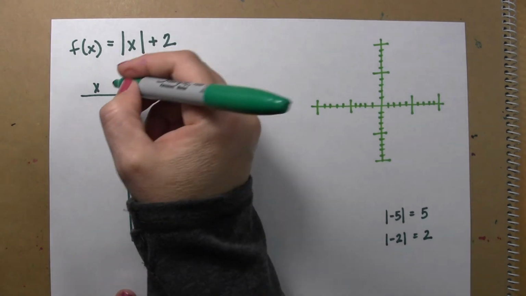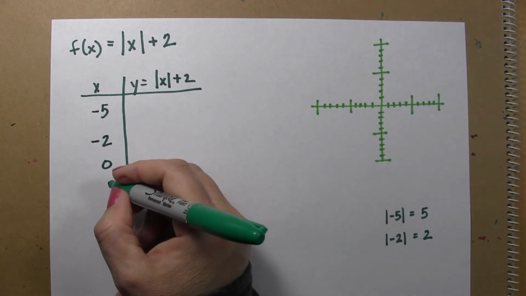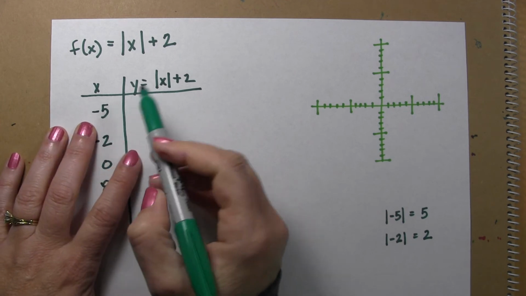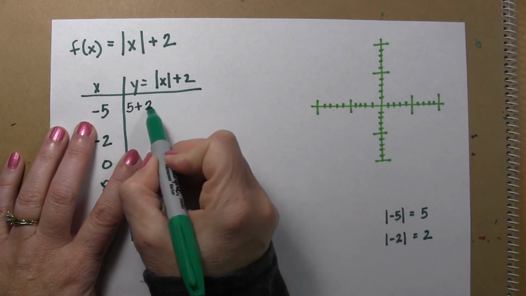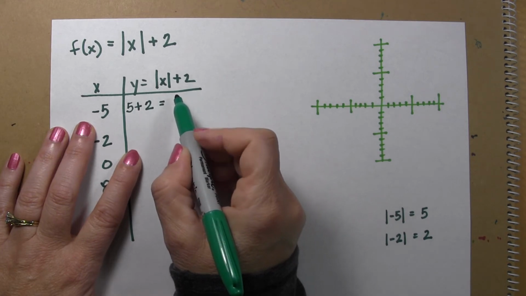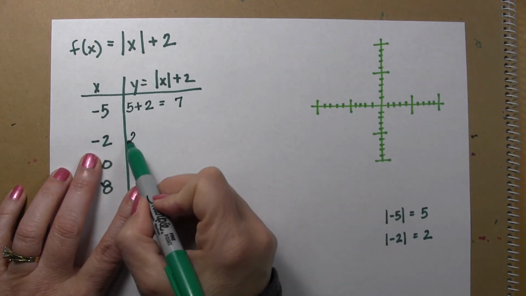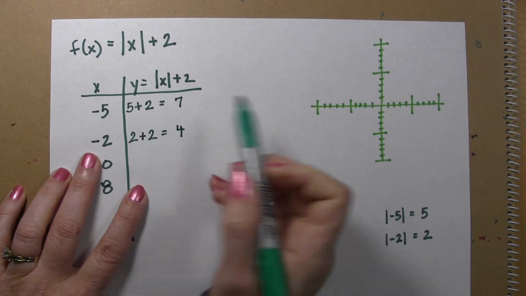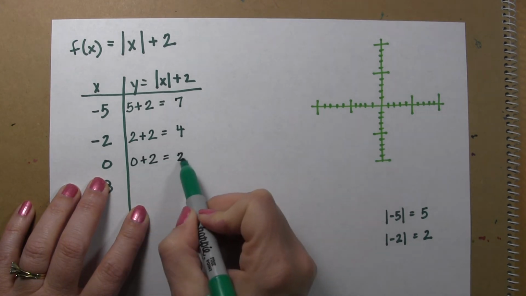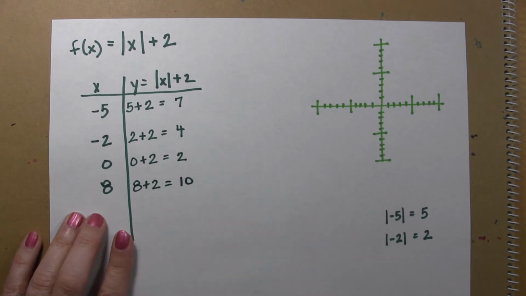All right, so let's use the same numbers as before. We used -5, -2, 0, and 8. Those were our 4 numbers that we used. So if we use -5 here, that's going to become a +5 plus 2, which gives me a 7. If I use a -2, that's going to give me 2 plus 2, which gives me 4. If I use a 0, that'll be 0 plus 2, which gives me 2. And if I use an 8, that'll give me 8 plus 2, which gives me a 10.